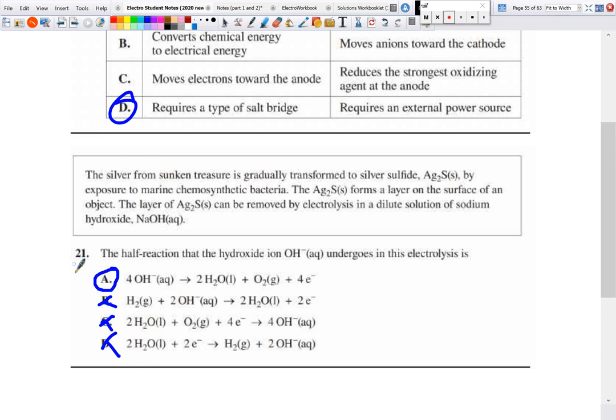But then also if you did use your data booklet and you found this and you did that with the sodium hydroxide and everything like that, you would find out that this would be the reaction for it, because the Ag2S solid is going to be reduced, and therefore the hydroxide is oxidized.